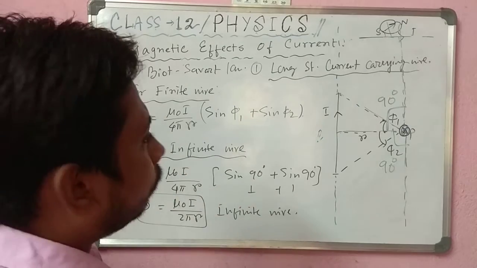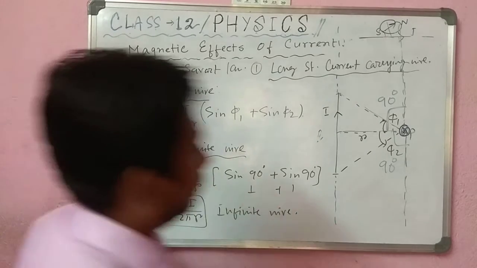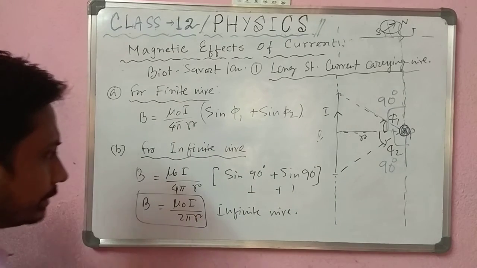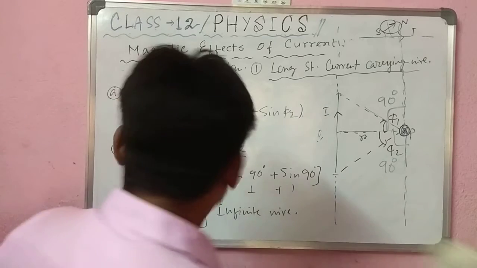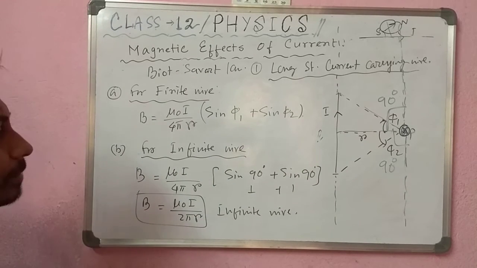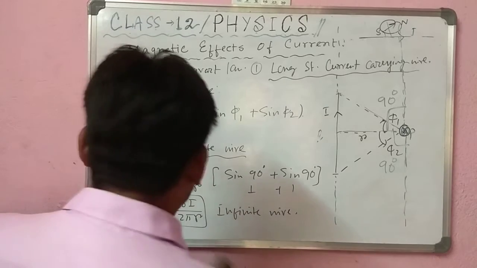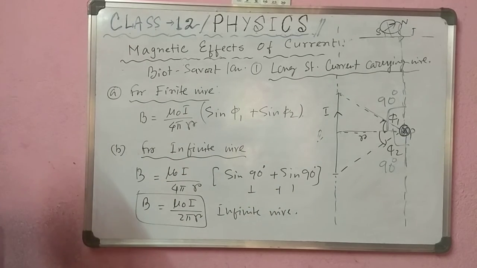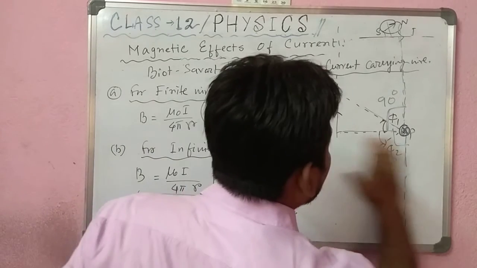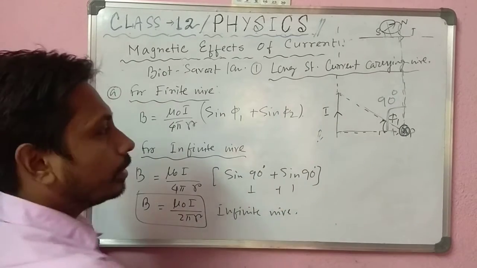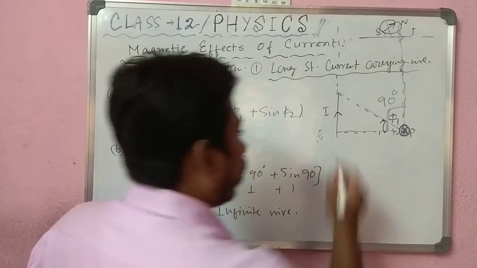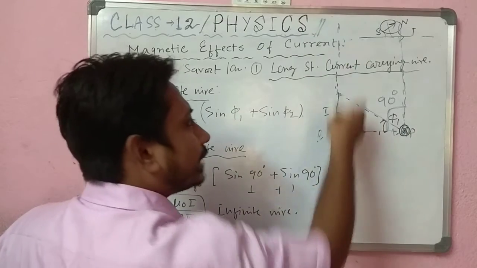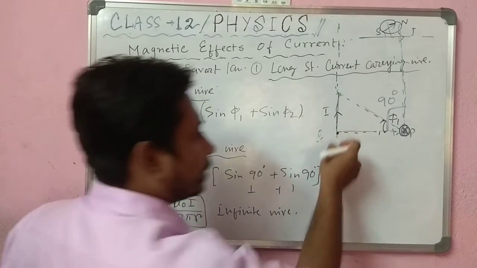And now think about the semi-infinite wire. Student, semi-infinite. So our next application, application C, is for the semi-infinite wire. Semi-infinite means what? The lower portion is actually off. This is the starting of the wire and it will never end, meaning infinite on one side, and on the other side there is no wire.